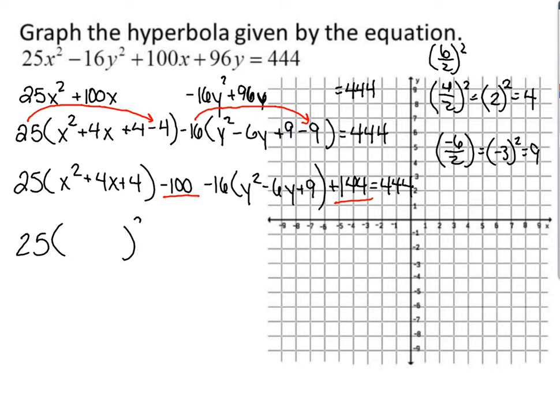Now we can factor these. What multiplies to get 4 and adds to get 4? That's going to give us the 2. Multiplies to get 9 and adds to get negative 6 is negative 3. And we did have 400 on this side. To be in the standard form of a hyperbola, we do need to have it equal to 1. So we are going to divide everything by 400.